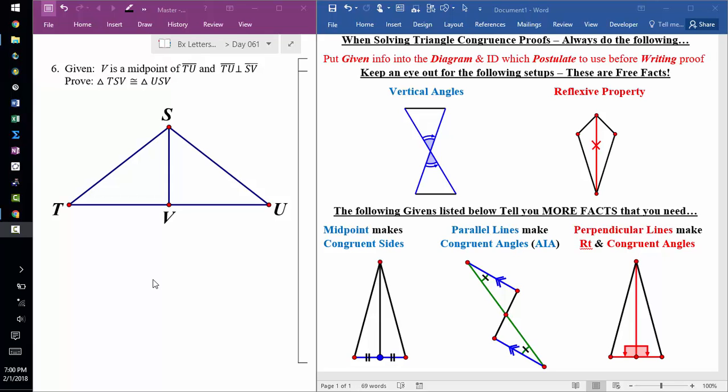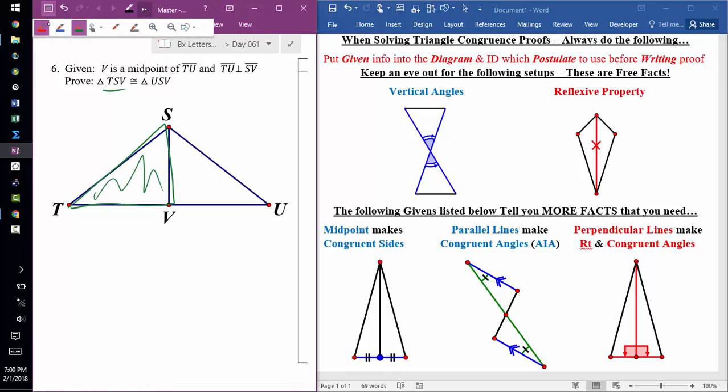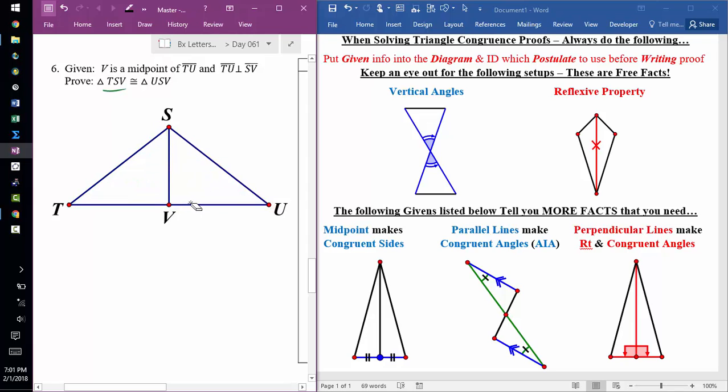All right, problem 6. They're asking us to show that triangle TSV, this one on the left, is congruent to this triangle on the right, USV. So those are the two things we're trying to show are congruent. And you can think of this problem as the final boss. It's a hard problem. There's a lot involved in it.